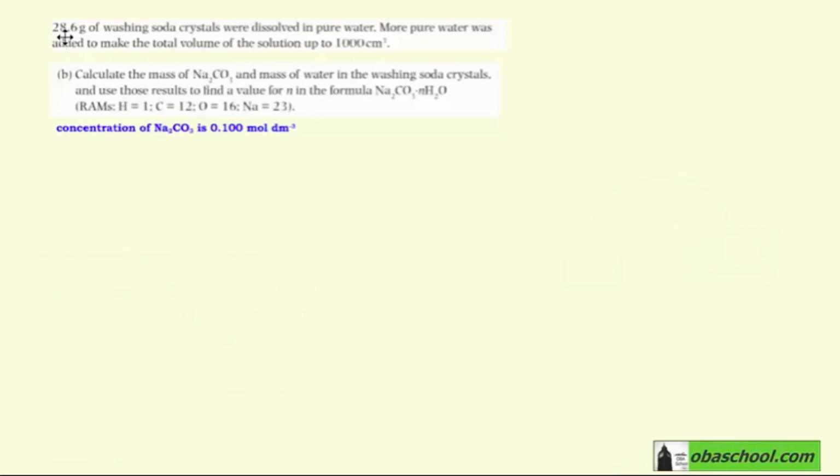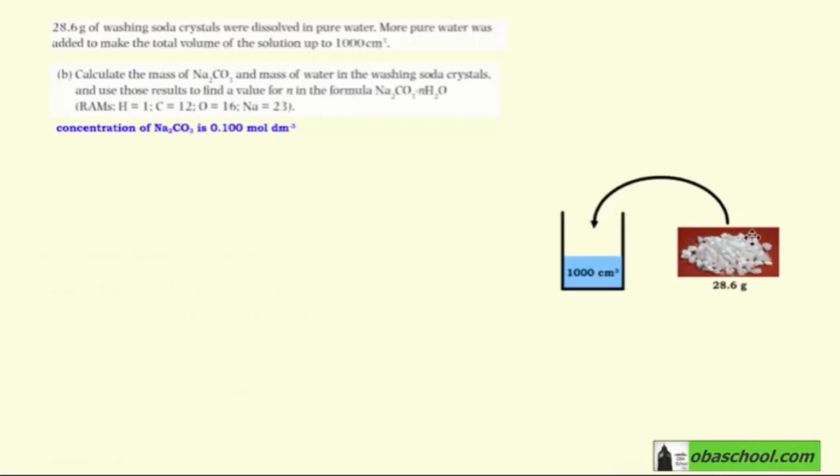So 28.6 grams of washing soda crystals were dissolved in pure water. More pure water was added to make the total volume of the solution 1000 centimeter cubed. So we have 28.6 grams of washing soda. I placed them in pure water and then added water till the volume became 1000 centimeter cubed. First, we have to find the mass of sodium carbonate.